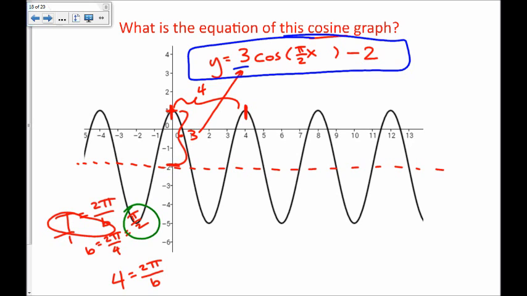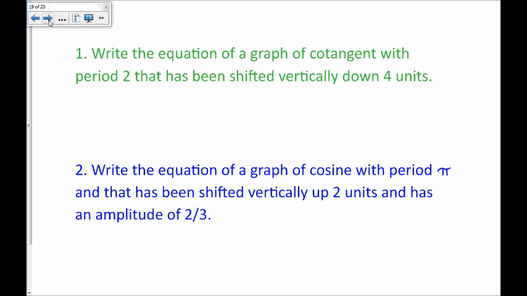Okay, next problem we'll look at is where they give us a description, and we have to, from the description, figure out what the equation would be.